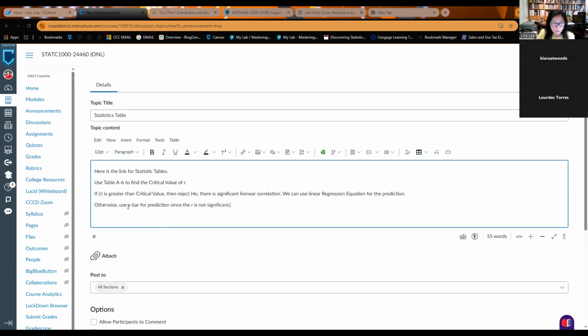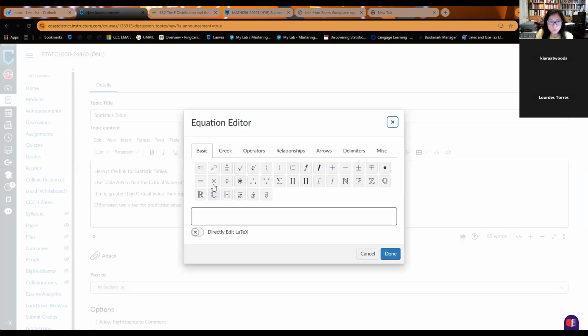When you compare, if the R is greater than the critical value on the table, then we can reject, and we can say, yes, this is a significant correlation here, and we can use the regression equation for prediction. And that's what the problem we just saw was showing us.